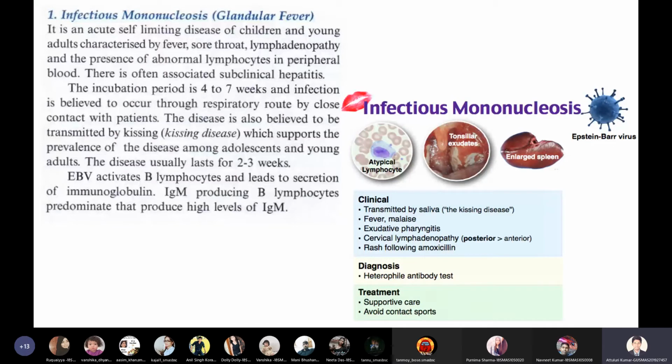In case of infectious mononucleosis, we can detect exudates in the tonsils. If you see the tonsils of this patient, there we can see pus exudates within the mouth.